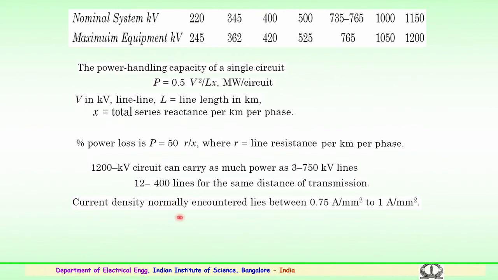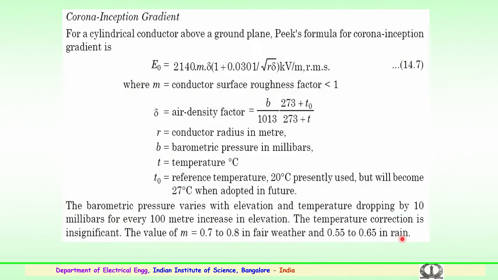So, the current density normally encountered lies anywhere between 0.75 amperes per millimeter square to 1 ampere per millimeter square. These are some of the information to be known for the power handling and the power loss component of the transmission system.